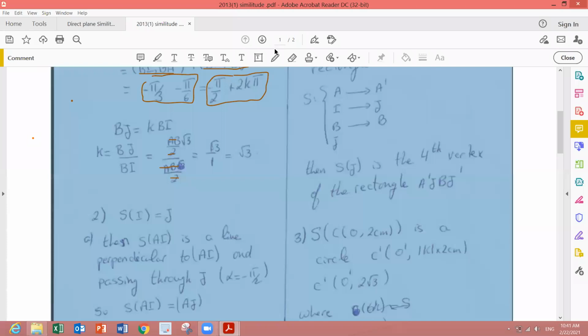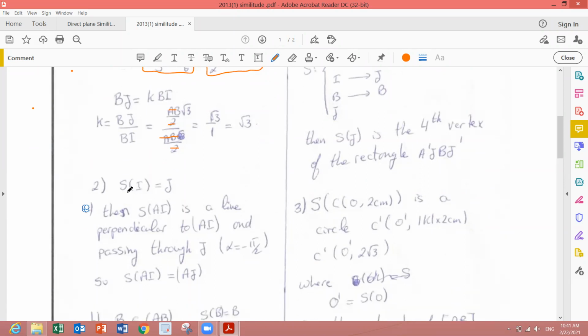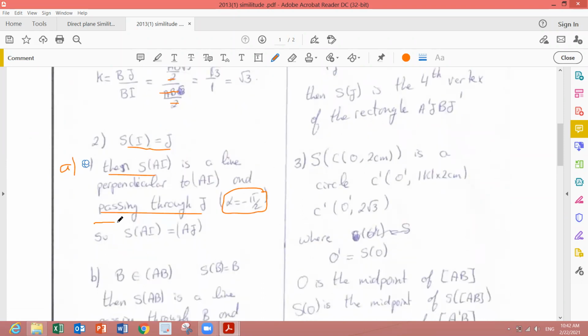So part A: since S of I is J, then S of AI is a line perpendicular to AI and passing through J. We said perpendicular number 2, number 1, 2A, this is 2A. So S of AI equals AJ.